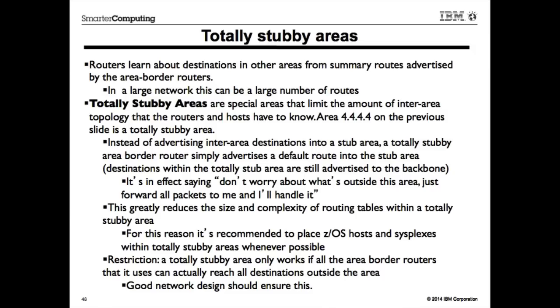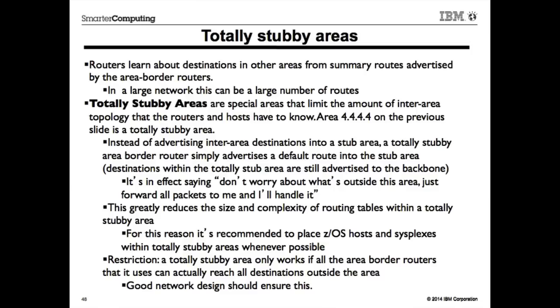So slide 48, let me talk a little about totally stubby areas because they're important for us. As a reminder, routers learn destinations from other areas from summary routes advertised by area border routers. So an area border router will send into its area, here's how to reach all the destinations outside the area. If you have a large WAN, that can still be a large number of routes. You may not be computing a lot of topology, but you're still maintaining a lot of routes. But totally stubby areas are special areas that limit the amount of inter-area topology routers have to know. On the previous slide, I just made 4.4.4.4 a totally stubby area.